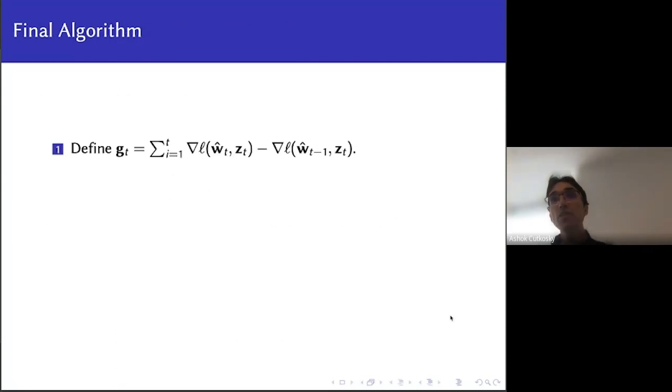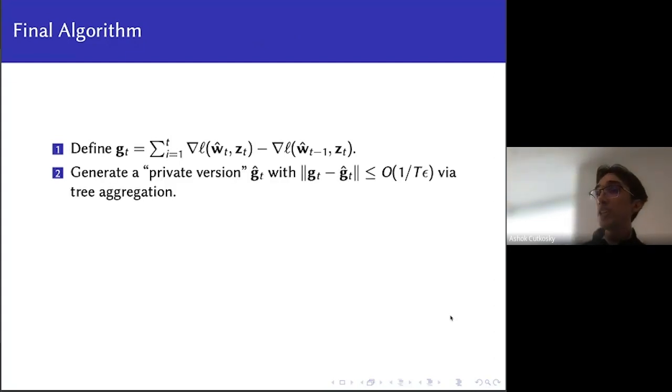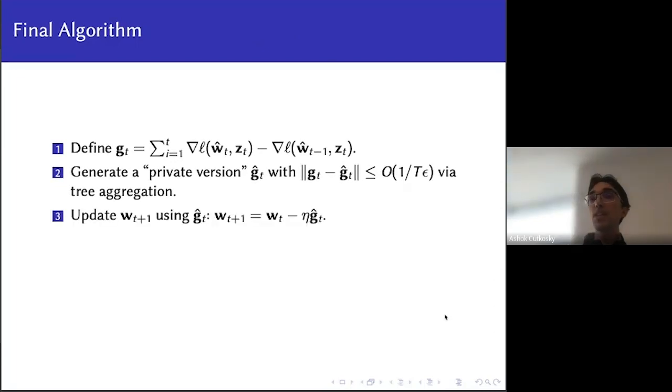Okay, so that's our whole strategy. We're going to define the GTs in this way, and we're going to define a private G hat T via tree aggregation. And we'll update our online learner, whatever it is, using G hat T. This could be any online learner update again, but for concreteness, if you want to think of a particular one, online gradient descent would do this update.